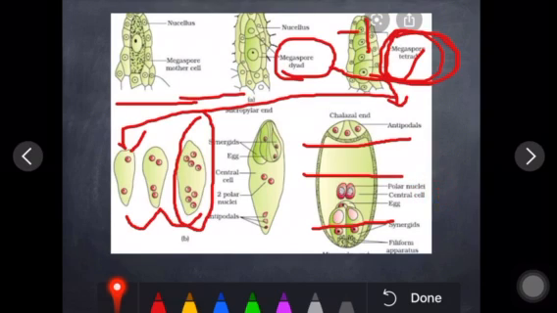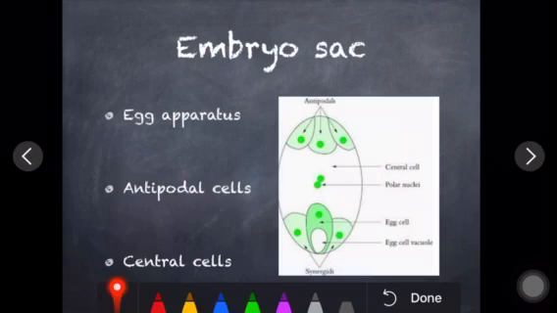Now at the other end, the micropylar end, just before the micropyle, there are 3 cells. The in-between cell is called the egg cell, and the side cells are called synergids. So this is the arrangement of the 8 cells. This embryo sac gets developed from a megaspore. The total megaspores are 4, but out of 4, 1 will develop into this, and the remaining 3 will get degenerated. In this way, embryo sac formation takes place.